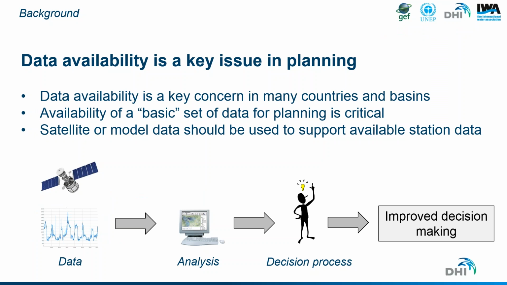When looking at planning or decision making, and especially how to improve this, then data availability and data quality is often one of the key concerns. And in many locations, the availability of a basic set of data for planning is often one of the limitations or boundary conditions for a planning process. So very early on in this project, we looked at how we could apply satellite data and model data to support ground stations within a planning or decision process.